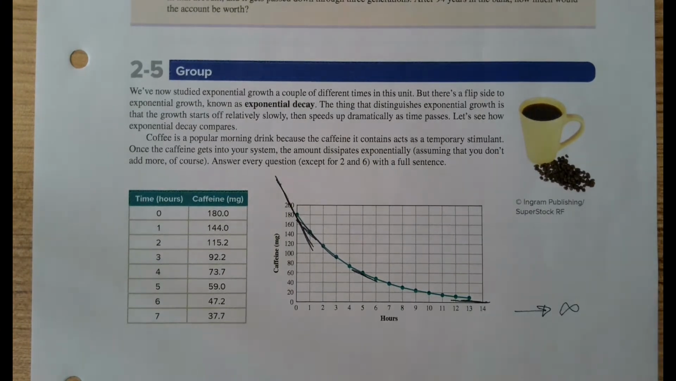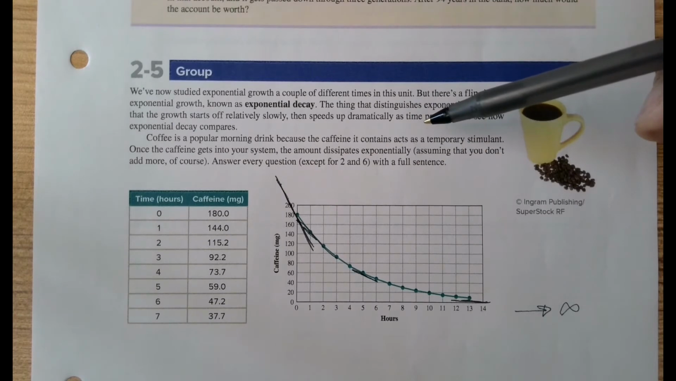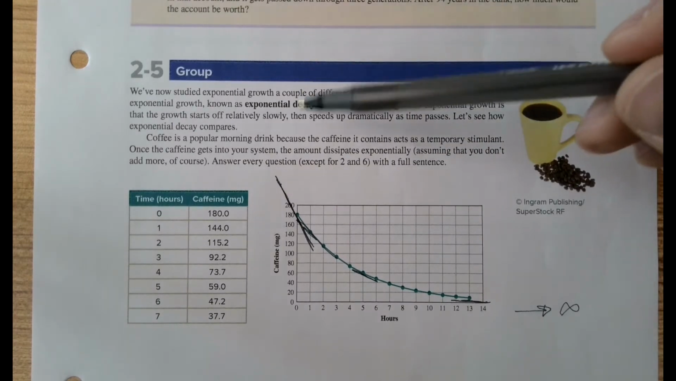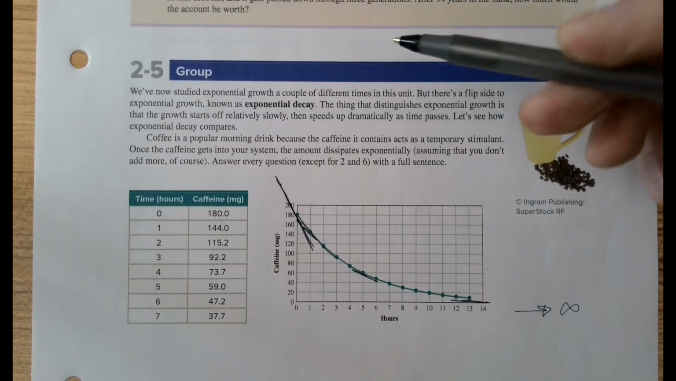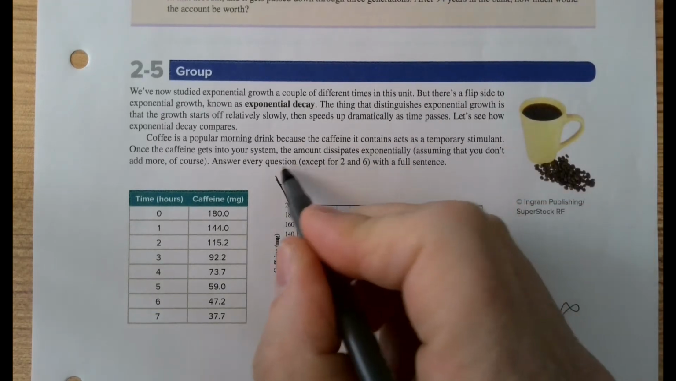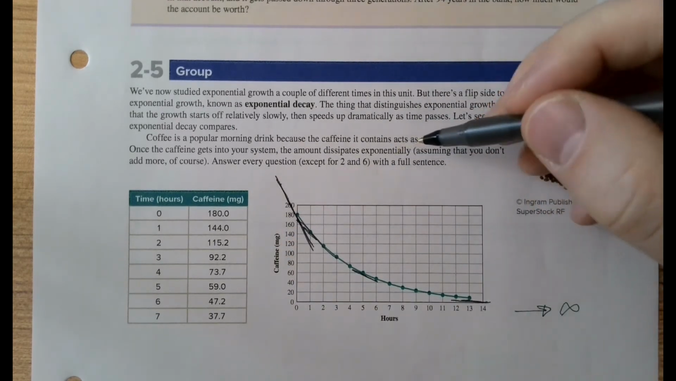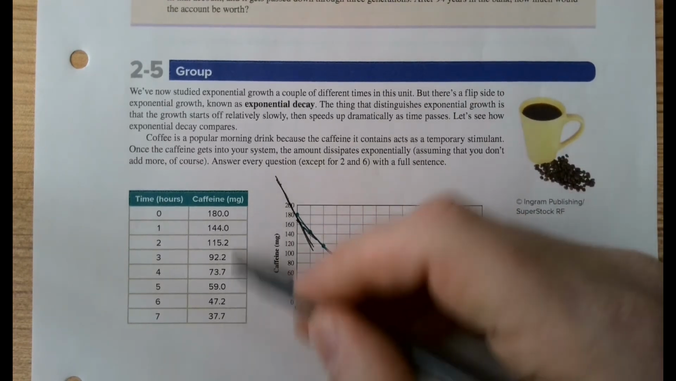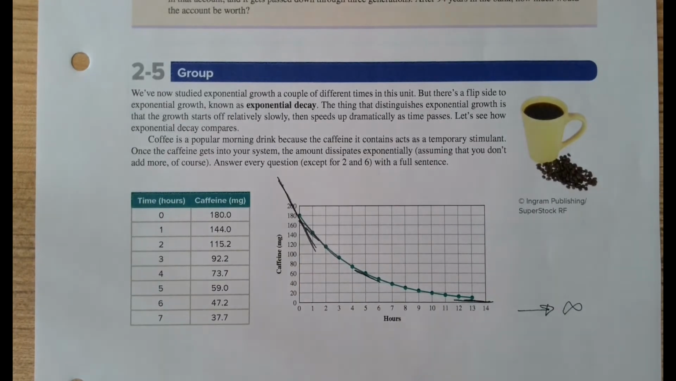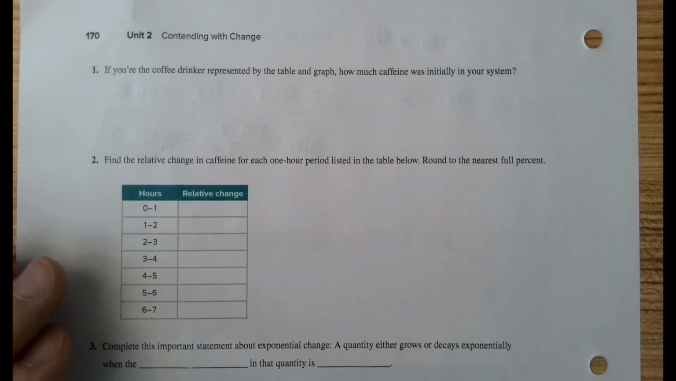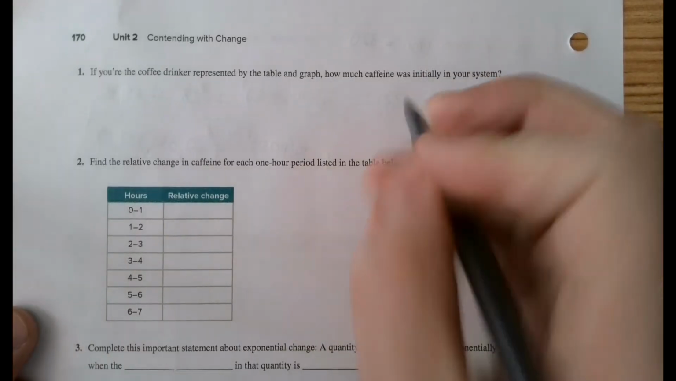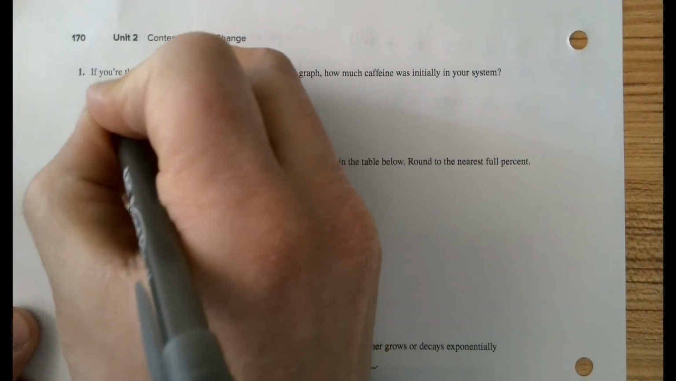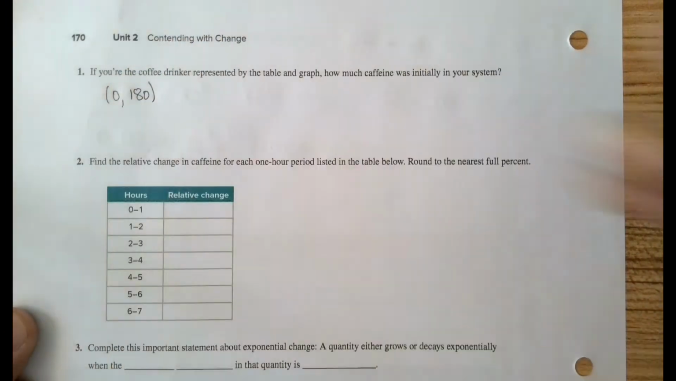So this is modeling caffeine, or coffee, and the amount of caffeine in your body. It's a temporary stimulant. So the amount that's in your system dissipates exponentially. So we can see this happening here, and our author is going to have us run through these numbers by first figuring out how much coffee was initially in your system. Well, that's the amount at time 0, right? And that was 180 milligrams.